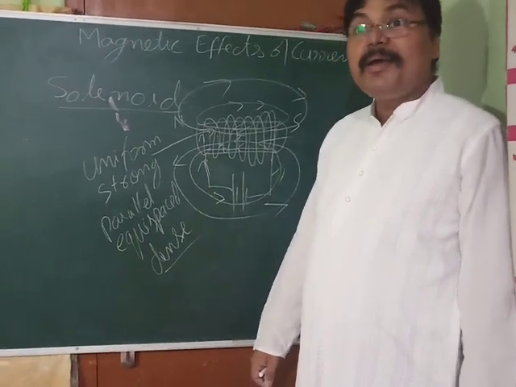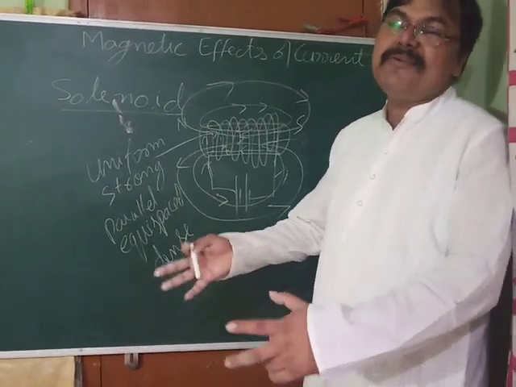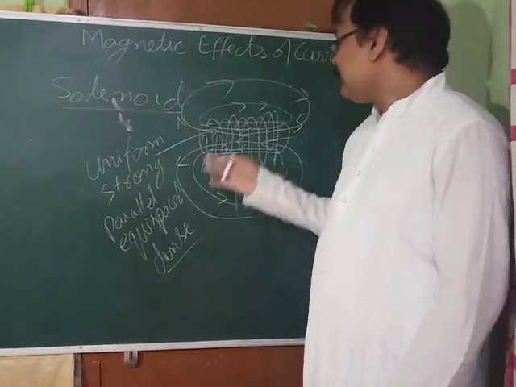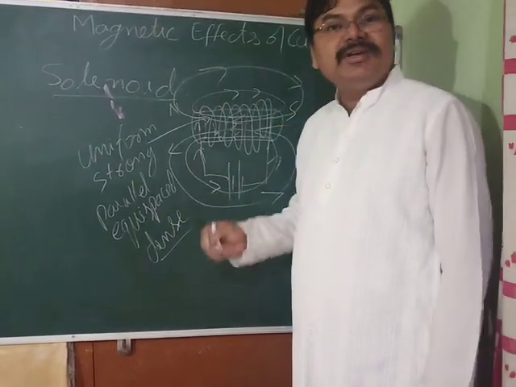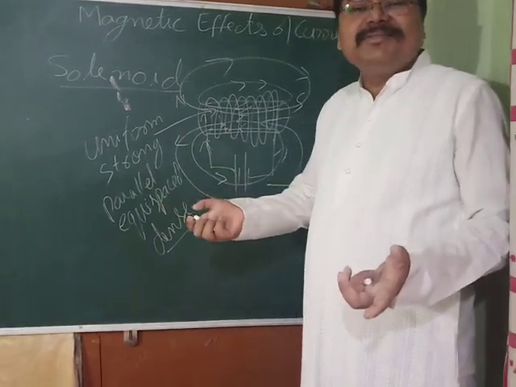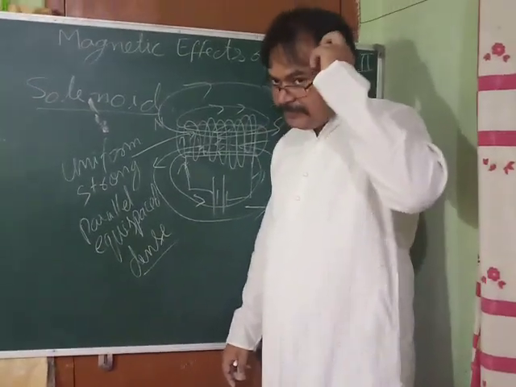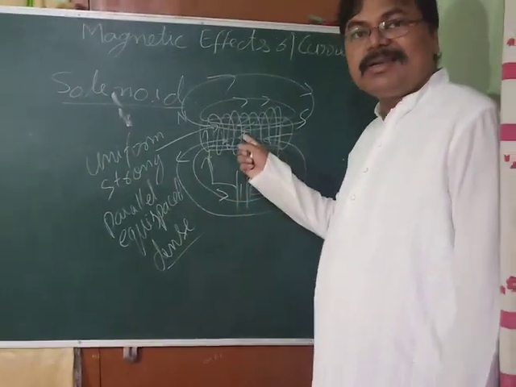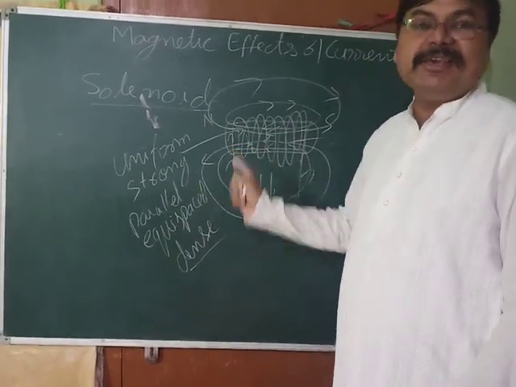Okay, the magnetic property of a bar magnet you cannot increase. Whatever magnetic property it has, that is what it has. But what about this? If you increase the number of turns, it will become stronger. If you increase the amount of current, it will become a stronger magnet. Okay, so these are the differences. The magnetic field inside the solenoid is very strong, whereas outside it is weak.